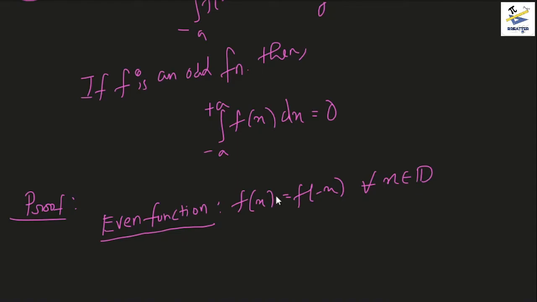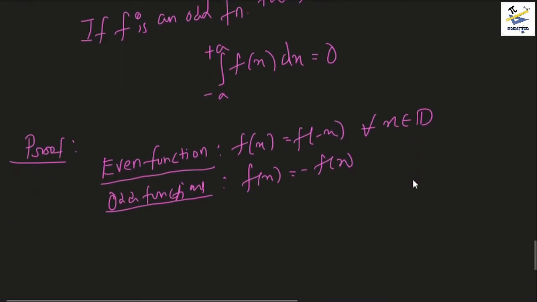So an even function means that f of x is equal to f of minus x for all x belonging to the domain of f, where f is a function from a domain to the real numbers, let's say. And for odd functions, like this. There are a lot of examples of even and odd functions, so let me give you some examples.